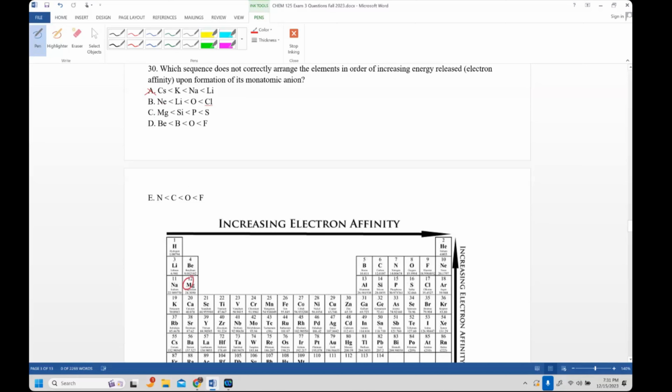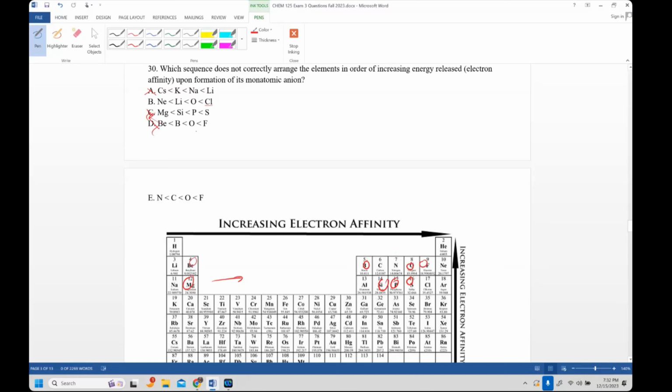So for C, magnesium. Where's magnesium? Right here. Silicon, right here. Phosphorus, sulfur. These are in order of increasing electron affinity because as you add more electrons to get closer to the octet, the more stable the element will get once it gets another electron. So as you go from magnesium to the right, the more you gain electrons, the more stable it'll get, and the more energy will be released as it gets more stable. So C is a correct sequence. D, same thing, beryllium, boron, oxygen, fluorine, same kind of concept.